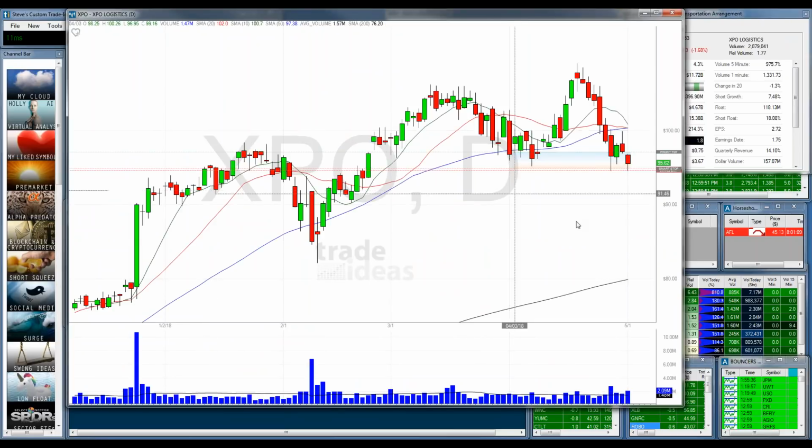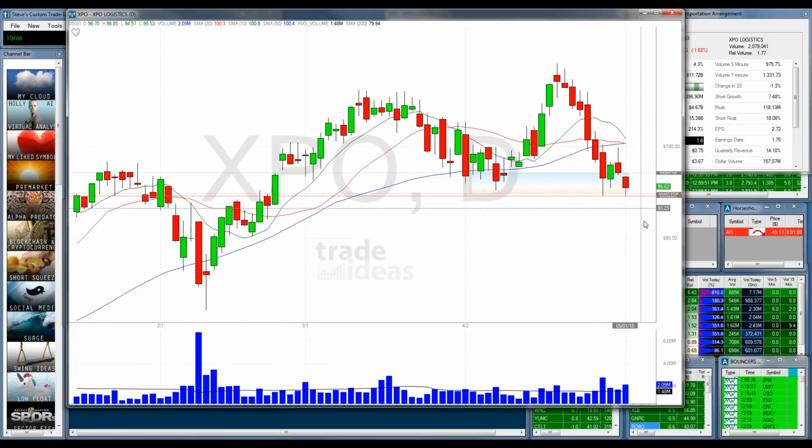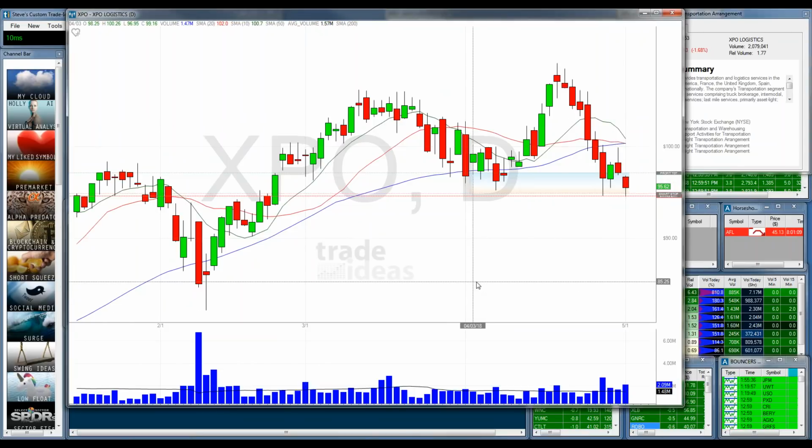Still watching it with a long in my mind. Well, it's riding that Trade Ideas logical smart stop right there. It's where it was two or three days ago. This is transportation. So let's go to, what is it, XTA? What's transportation again?